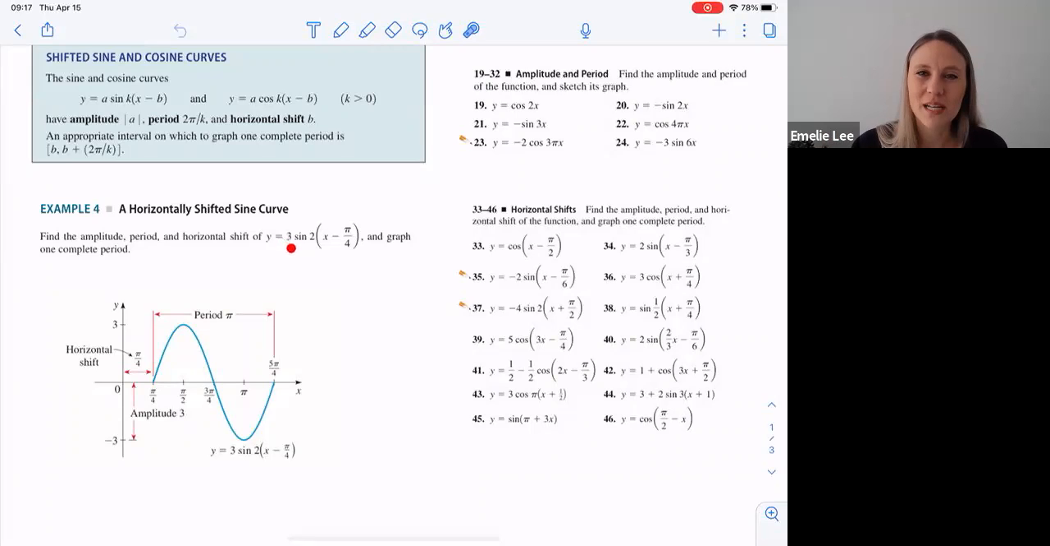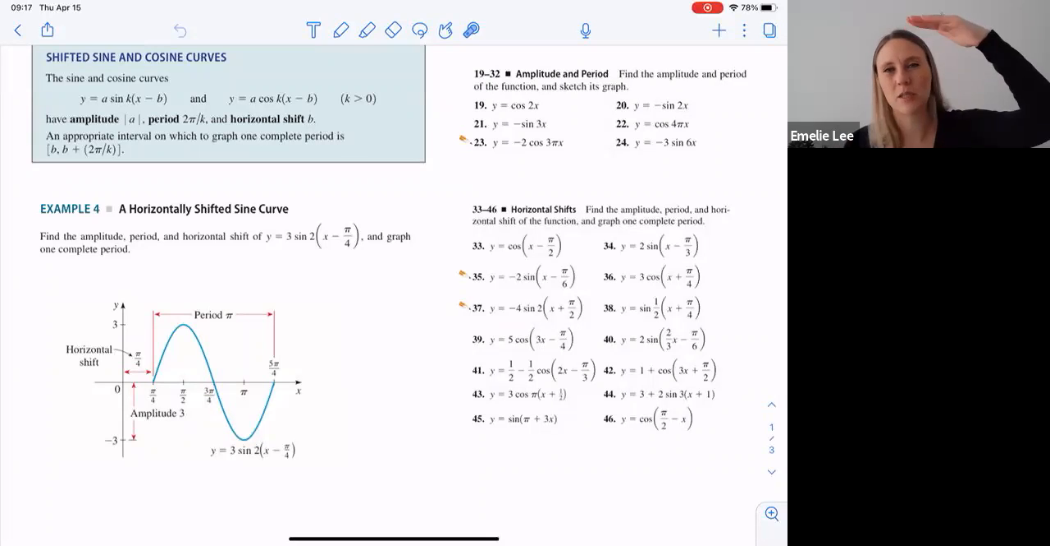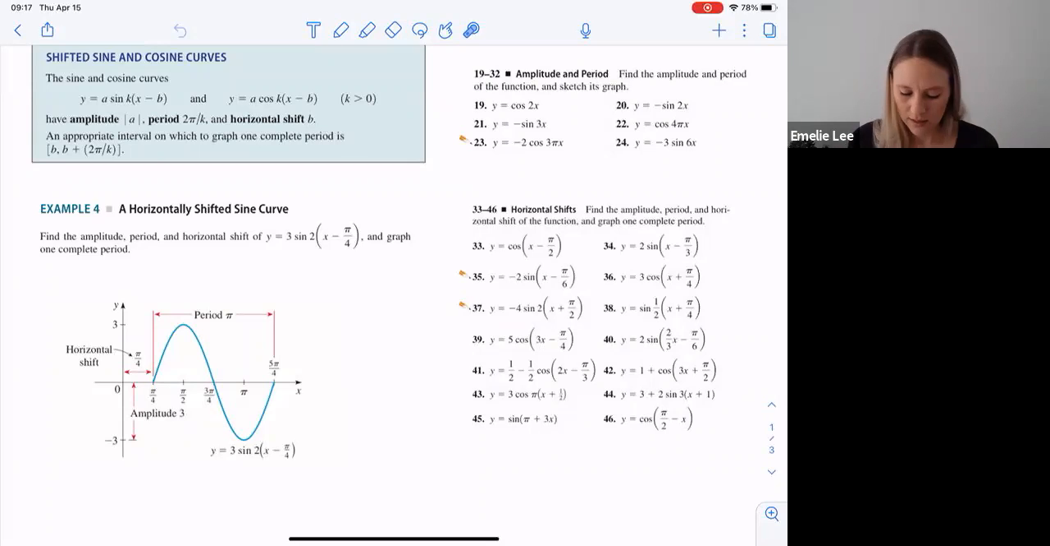So 3 is being multiplied outside, so that's our amplitude, which means that this thing is going to stretch up to a maximum value of 3, but also to a minimum value of -3. Right? So it's going to be stretched between 3 and -3. The period is 2 pi divided by 2, right? So now it's saying that, okay, over a distance of just pi, right? So we're squished together, we cover an entire cycle.